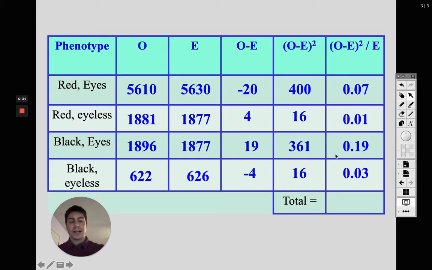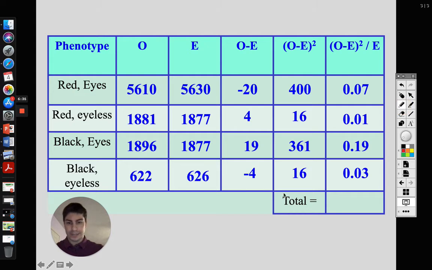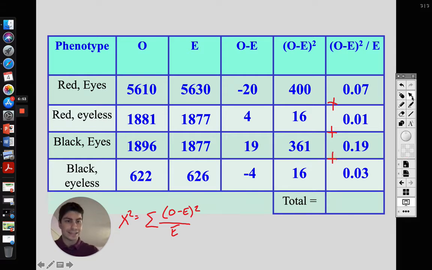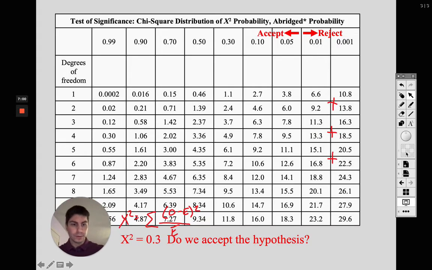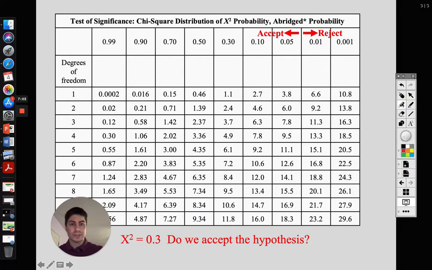Now, chi-square is a summation. If you remember from our equation from last time, x squared is the summation of O minus E squared divided by E. So we have to add all of these four numbers together, all of our phenotypes. And when we add them all together, we get approximately 0.3 for our x squared value.